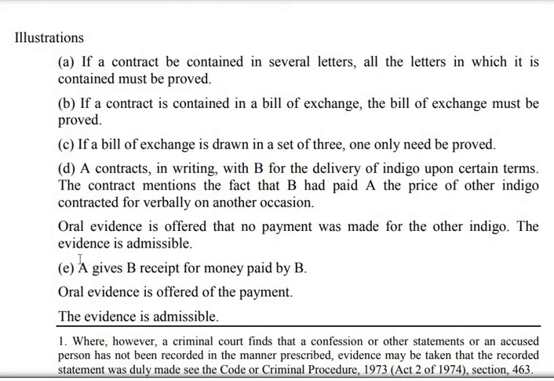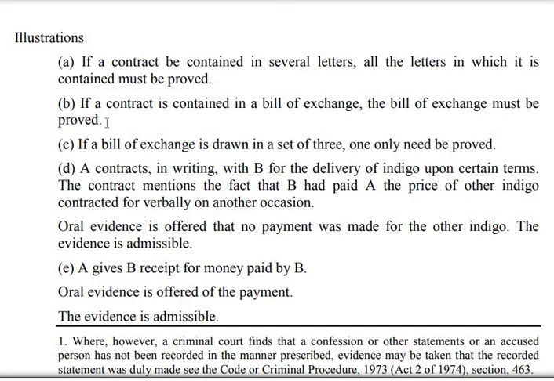He is proving only that I have given the money. So that transaction can always be proved. What cannot be proved is the terms of the transaction. But here, what they want to prove is that there was a payment made by B.